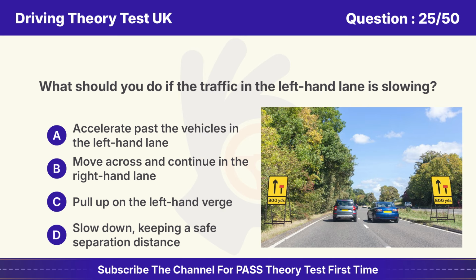Question 25. What should you do if the traffic in the left-hand lane is slowing? Option A. Accelerate past the vehicles in the left-hand lane. B. Move across and continue in the right-hand lane. C. Pull up on the left-hand verge. D. Slow down, keeping a safe separation distance.